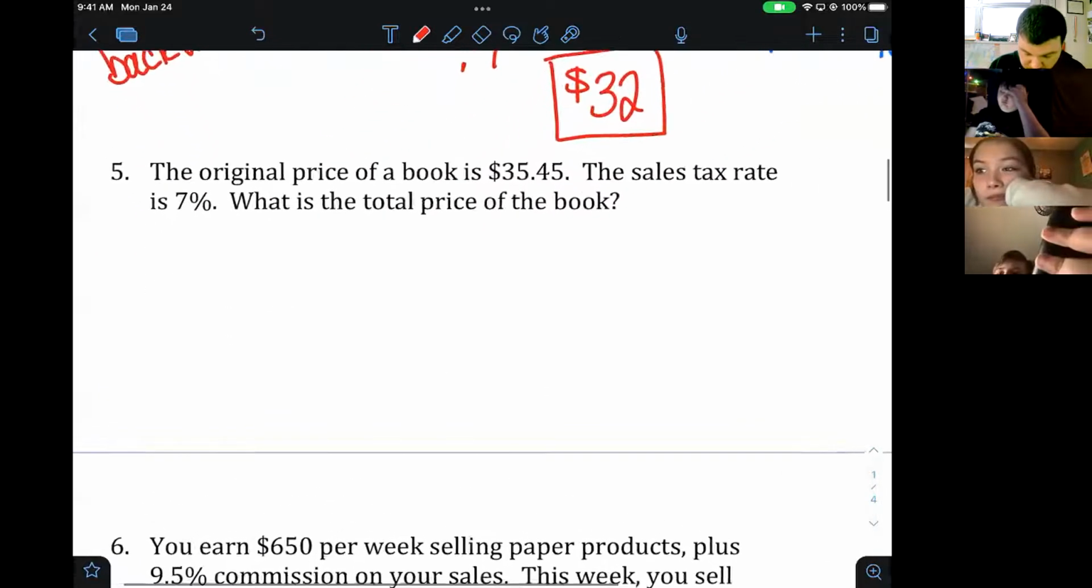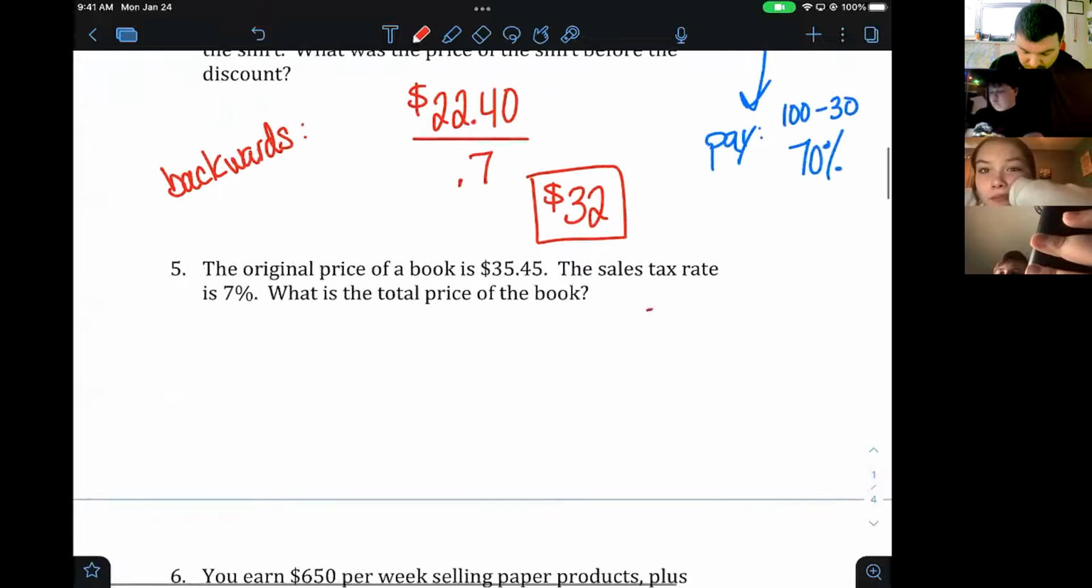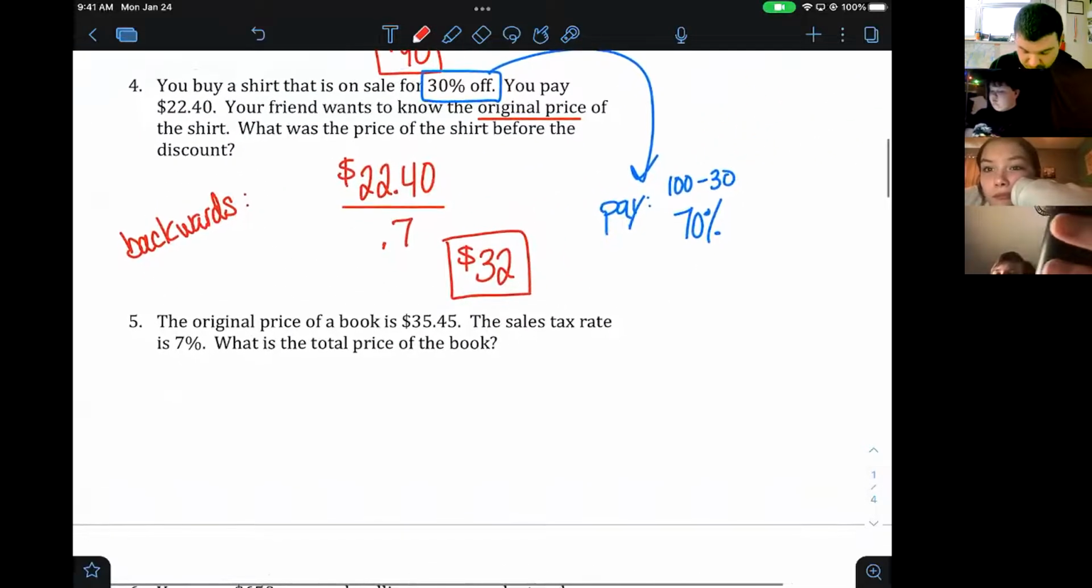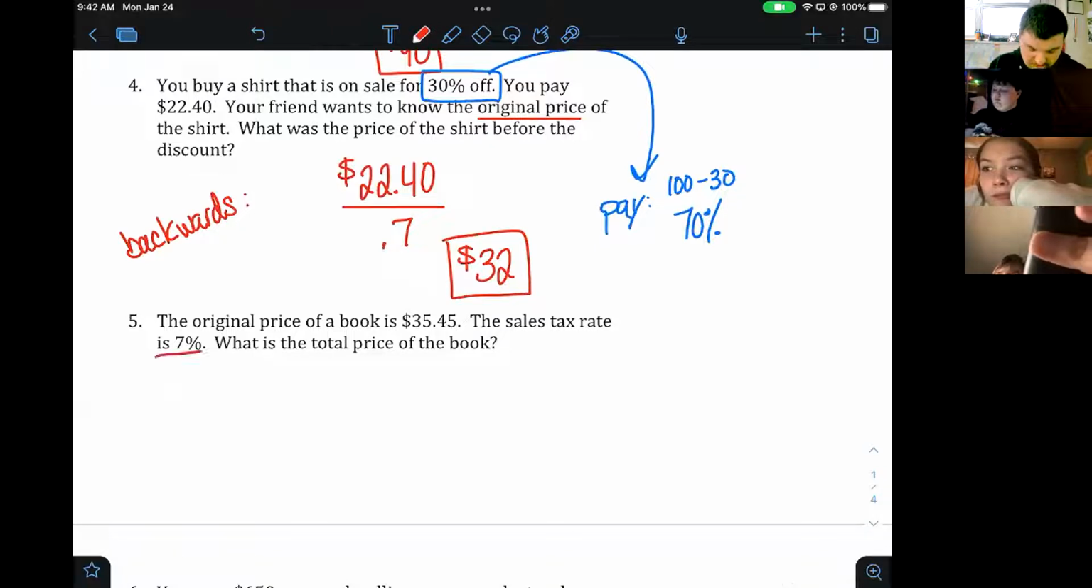Number 5 says the original price of a book is $35.45. I'll zoom out so you can see number 4 still. The sales tax is 7%. Now, we talked about this a little bit on Friday, at least in most of my classes. 7% is the sales tax rate anywhere in the state of Indiana. So on almost every single product that you buy, you're going to have to pay an extra 7%.